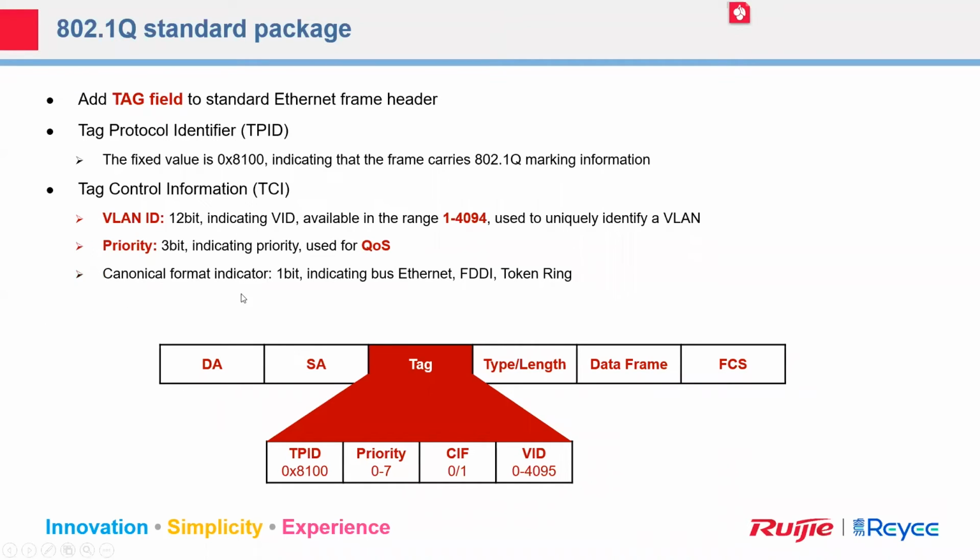And the last one is CFI, only 1 bit long, indicates a different type of the Ethernet or FDDI or token ring. So about this part, we have to focus on the VLAN ID. About the length, maybe I should say why you can only create VLAN 200, you cannot create 20,000, something like this. So this is a limitation.